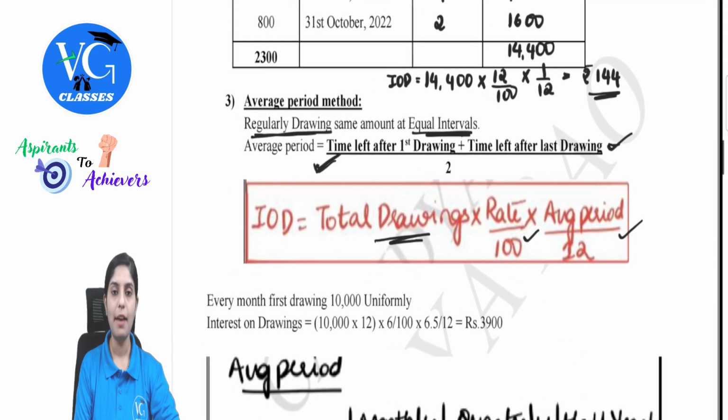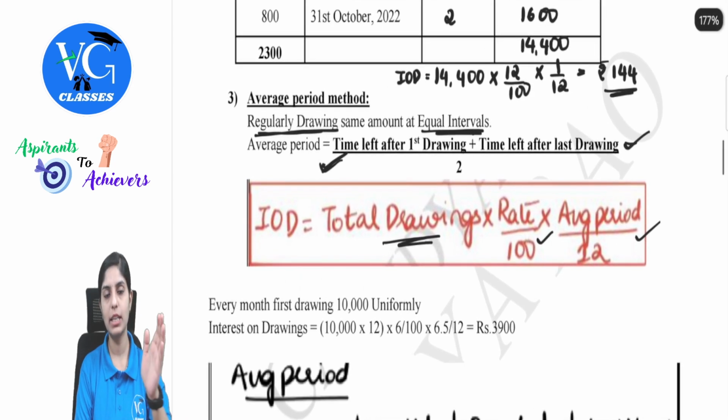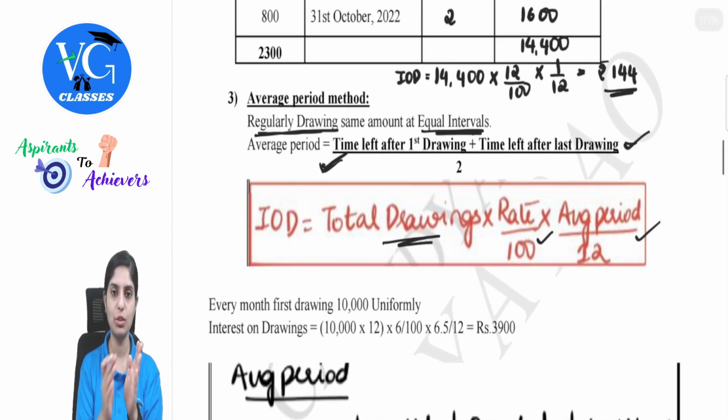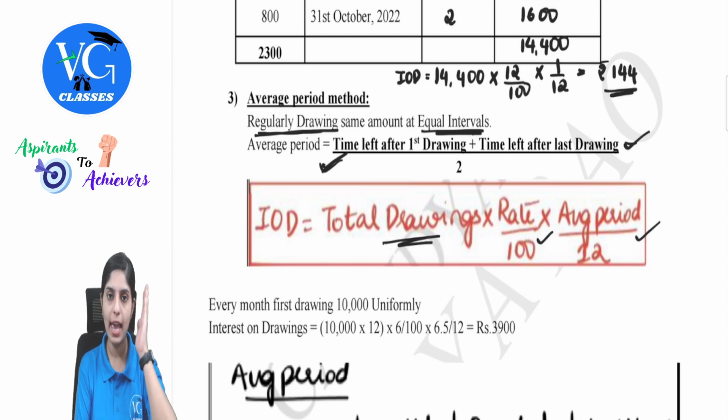We understood how to find out the average period. For example, every month, first drawing 10,000 uniformly. That means, for example, if I have to take from first of April, and then 1st of May, 1st of June, likewise they have borrowed 10,000 every month. So in this case, how to find out the average period? Time left after first drawing. After the first drawing, that means after 1st of April, how much more time do I have left? Hence, I had drawn it anyway on the first day of April itself.